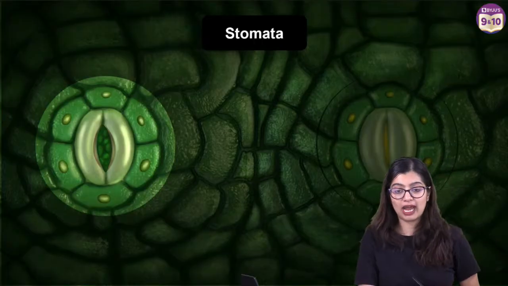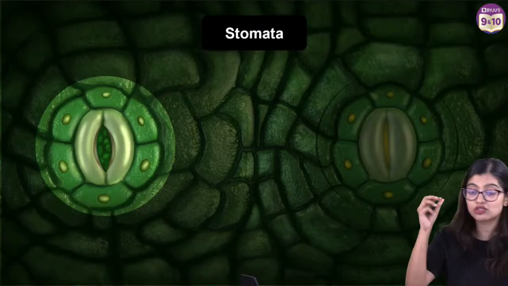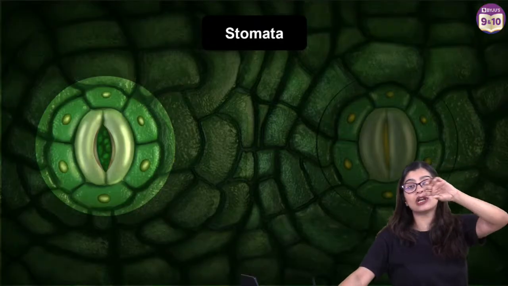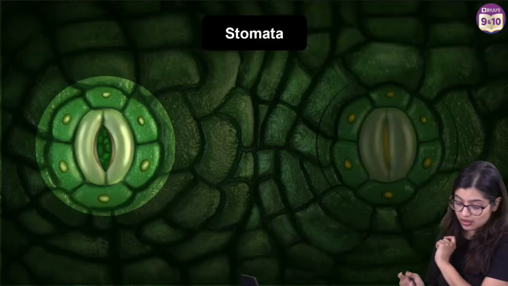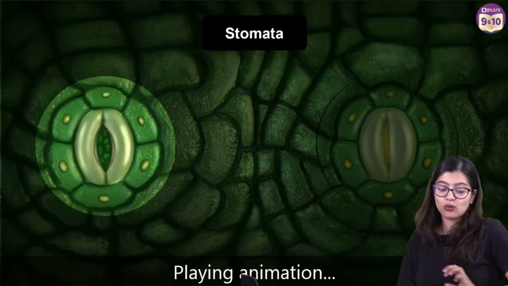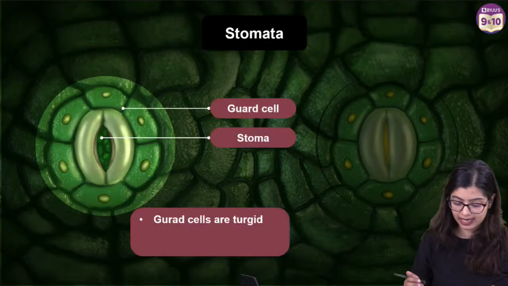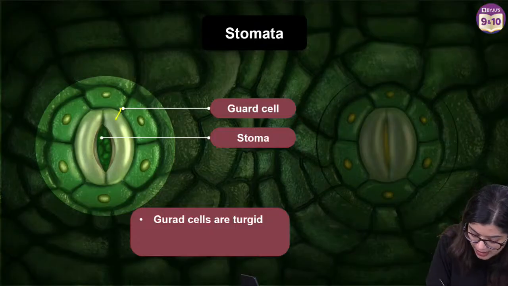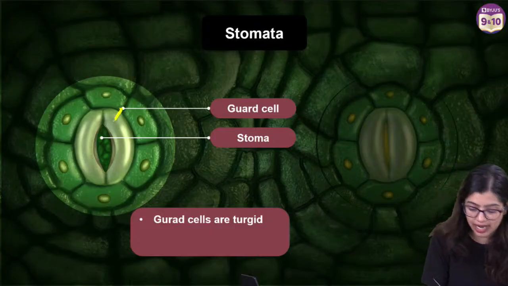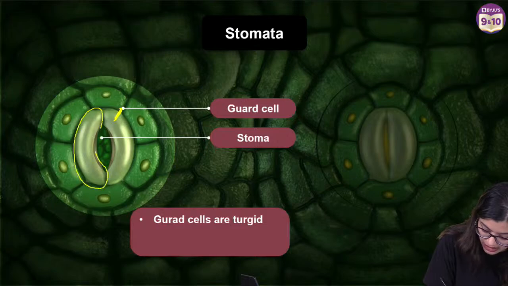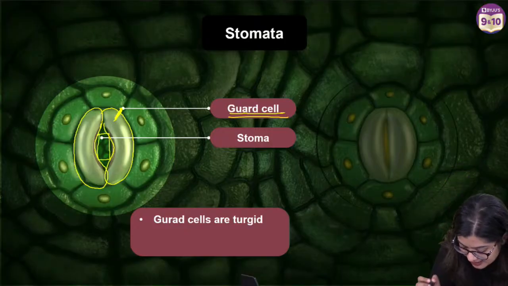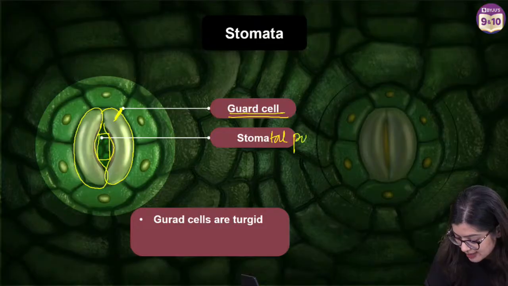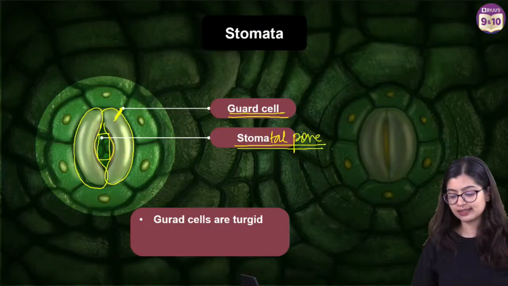Now, if you look at the stomata, we know that stomata are small openings found at the lower surface, or the lower epidermal layer, of the leaf, right? And if you look at the structure of the stomata, we see that they are surrounded by 2 kidney-shaped, or kidney bean-shaped, cells called guard cells. And this opening is what we call the stomatal pore, right?